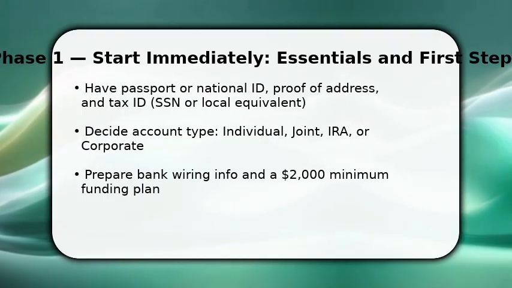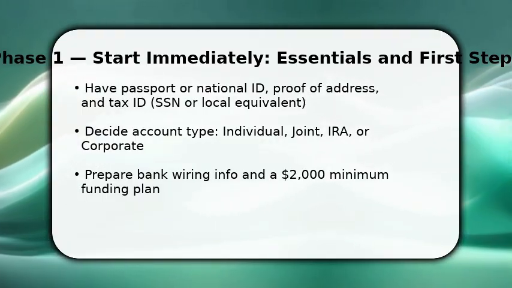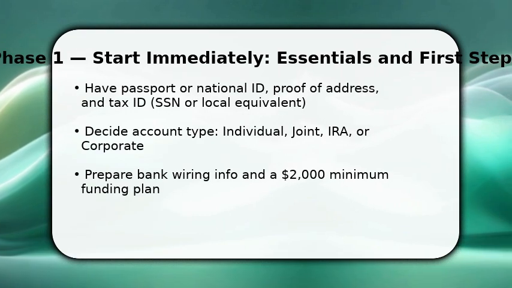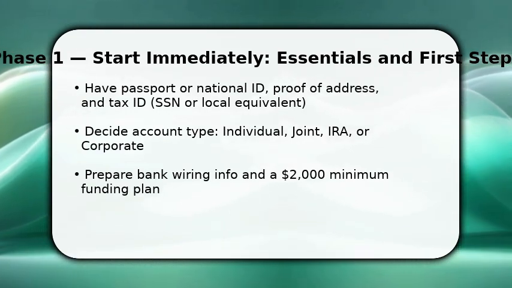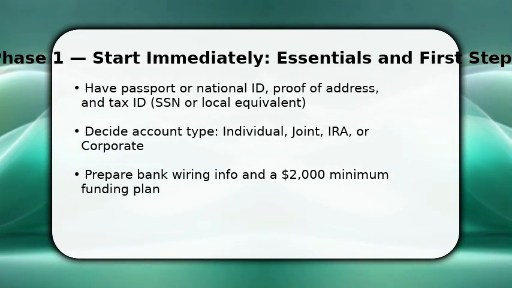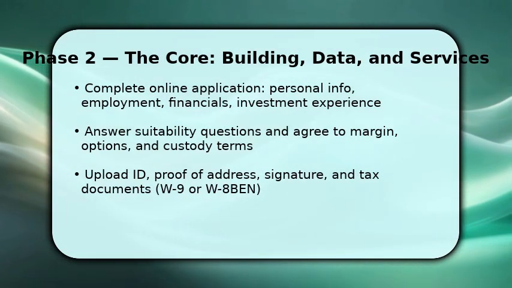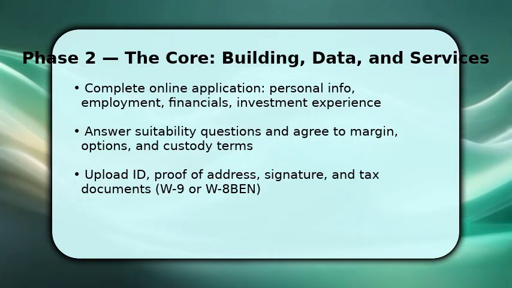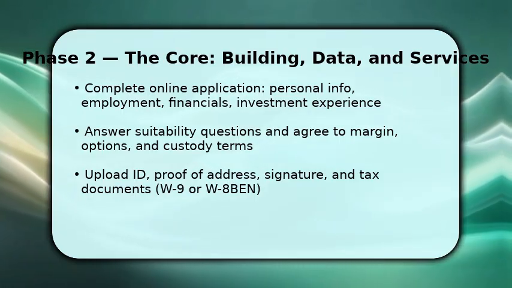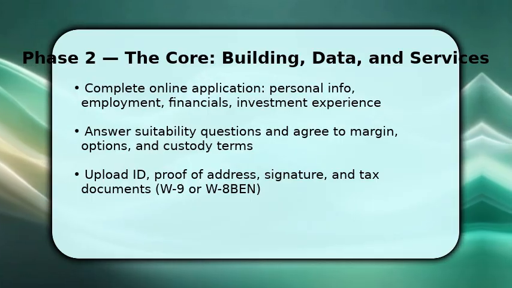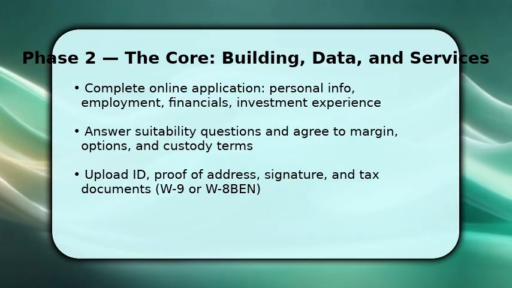$2,000 is a common minimum for margin or certain promotions. While you register, create a secure password and enable two-factor authentication to protect access. You now work through the detailed application forms, take them section by section. Enter personal info, employment, net worth, and a realistic estimate of trading experience. These determine approvals and limits.